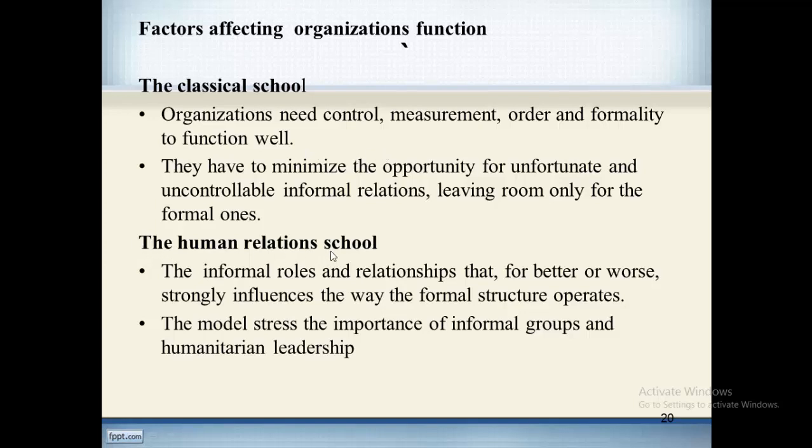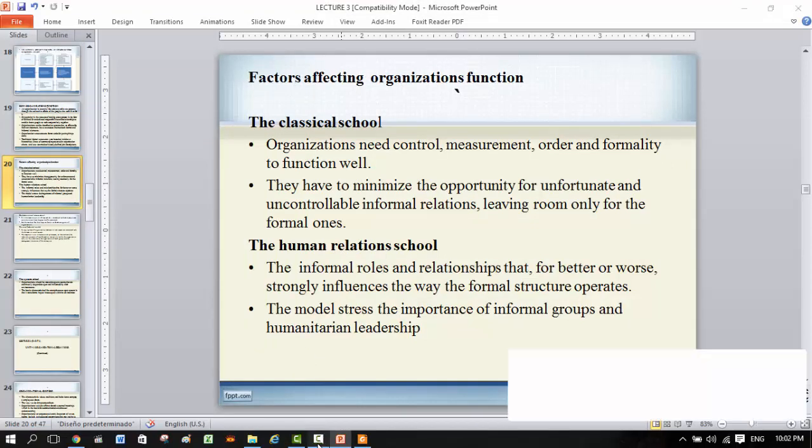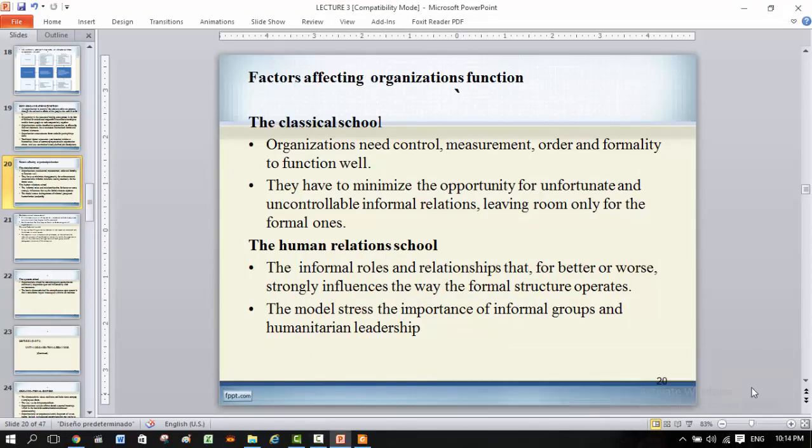The human relations school. The second model regarding how the organizations function is the human relations school. This school of thought emphasizes the informal roles and relationships that, for better or worse, strongly influence the way a formal structure operates. The model stresses the importance of informal groups and humanitarian relationship.